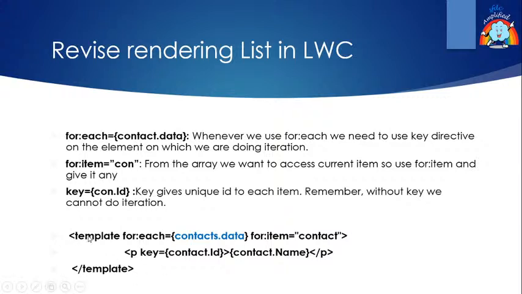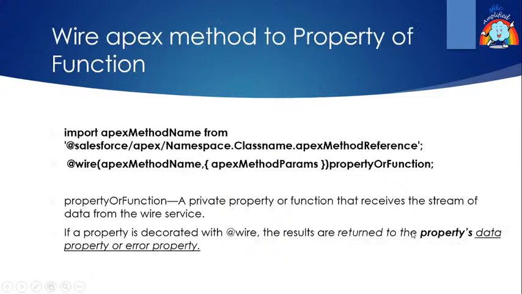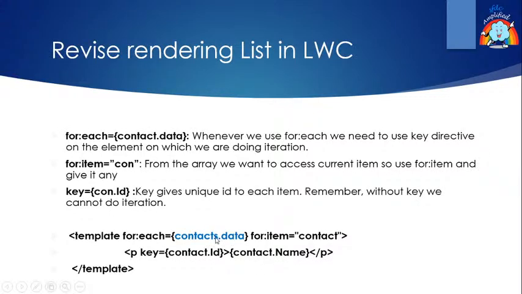To render a list, we write template for:each, and when we were rendering an array, we were writing the name of the array. But here we are rendering a property, and the property is the data property or error property. Here we want data, so we say contacts.data. We say iterate over contacts.data, for:item equal to contact. It holds the current item, and here we can put any name we want, so it will be holding the current item.